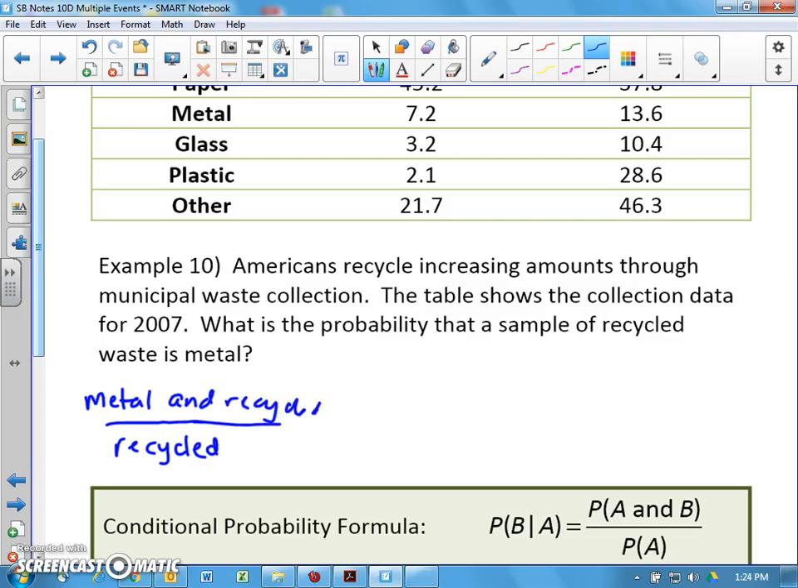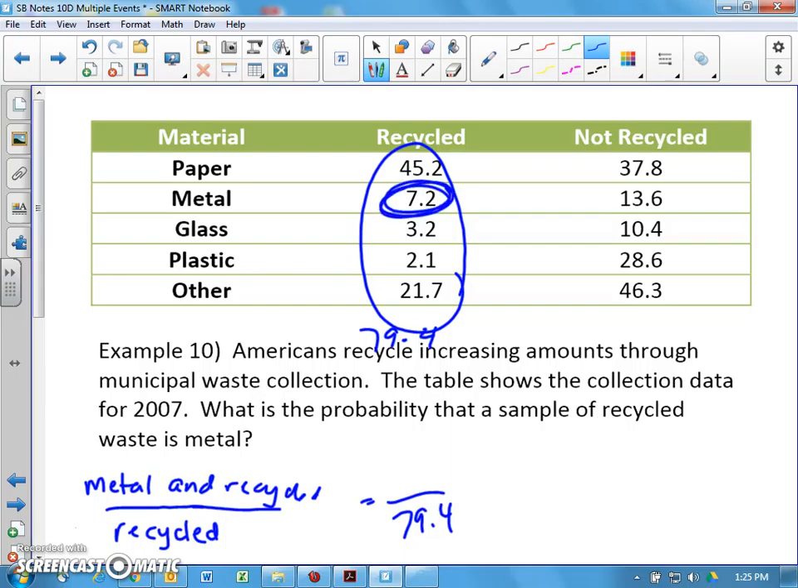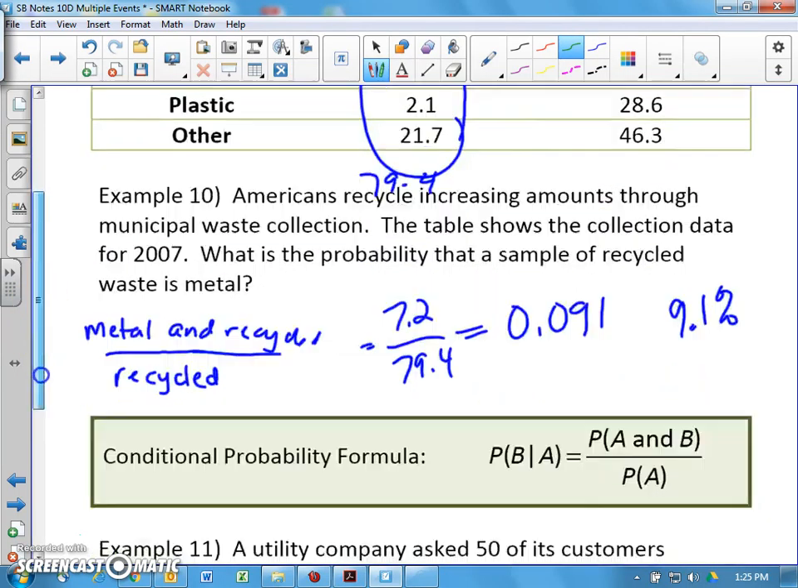Okay, so all of our recycled material is this column right here. That total is 79.4. Of the ones that are recycled, those are the ones we're looking at, the metal recycled. So that would be 7.2. When you divide this out, you're going to get about 0.091 or 9.1%.